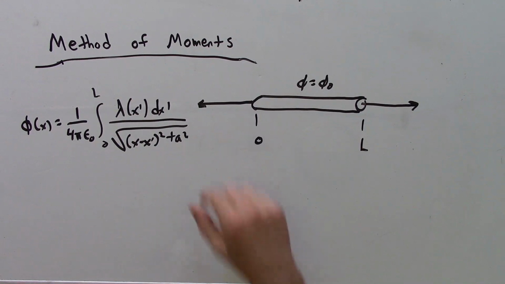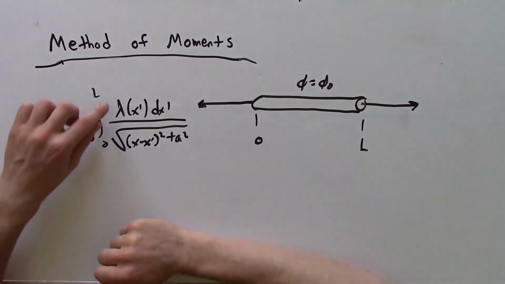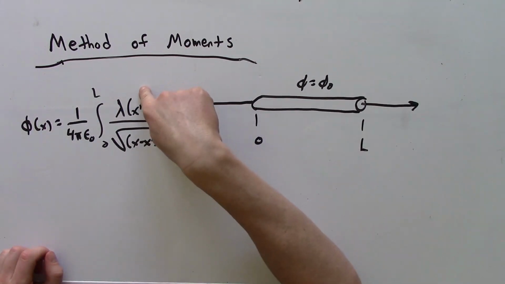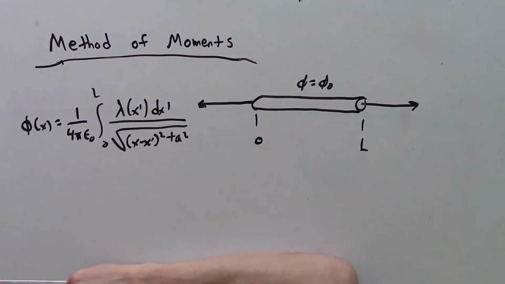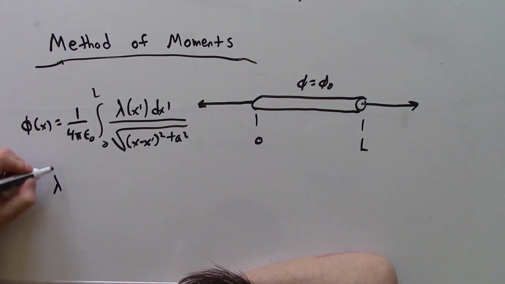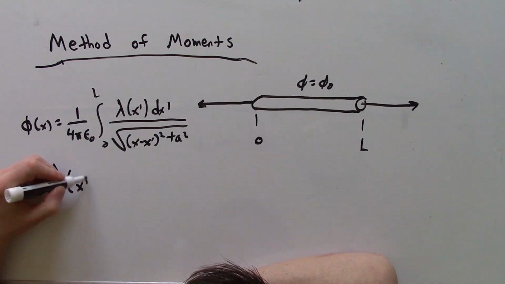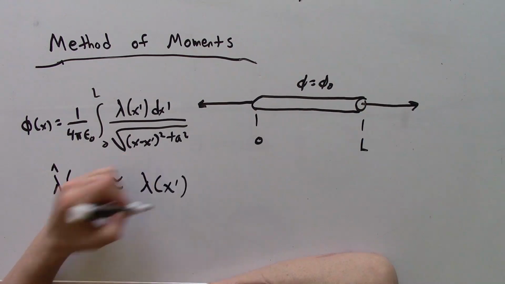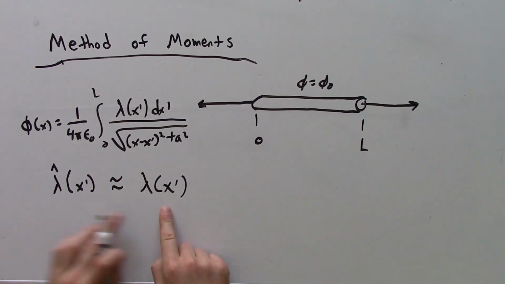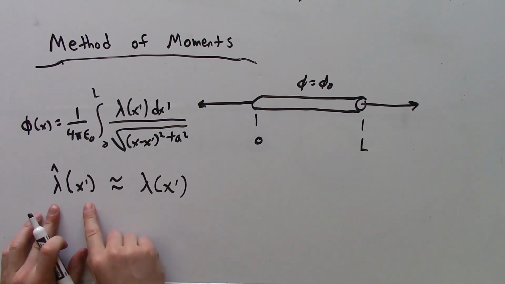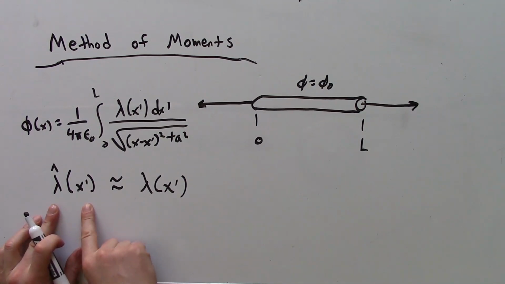So the first thing we have to do is look at this lambda here and say, this is something we don't really know what it is, but we can at least create an arbitrary approximation to this expression here. So suppose I wrote something like the following: lambda hat of x prime is approximately lambda of x prime. I don't necessarily have the ability to calculate this thing exactly, but what if I had some crude approximation to it that was at least good enough?